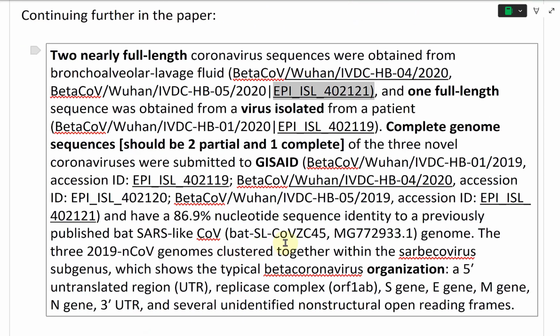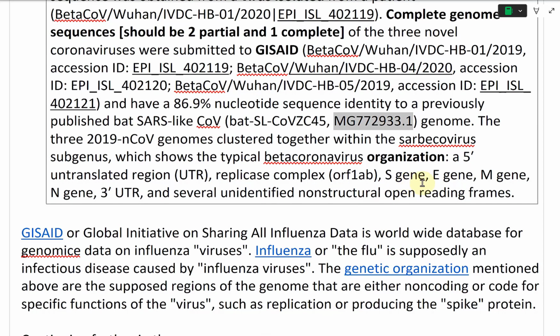And they have an 86.9% nucleotide sequence identity to a previously published bat SARS-like CoV, and that's this coronavirus genome. And the 3 2019-nCoV genomes clustered together with the sarbecovirus subgenus, which shows the typical betacoronavirus organization: a 5' untranslated region, UTR, replicase complex ORF1ab, S gene, E gene, M gene, N gene, then 3' UTR, that's the untranslated region, and several unidentified non-structural open reading frames. All right, that's this ORF, open reading frame.